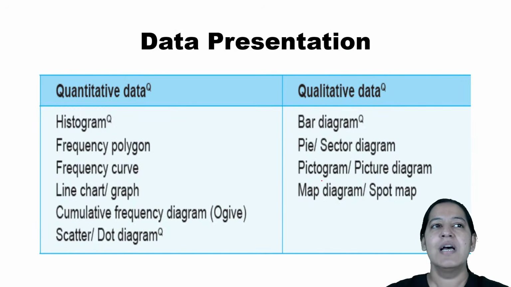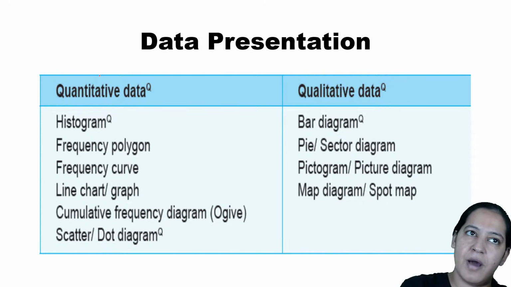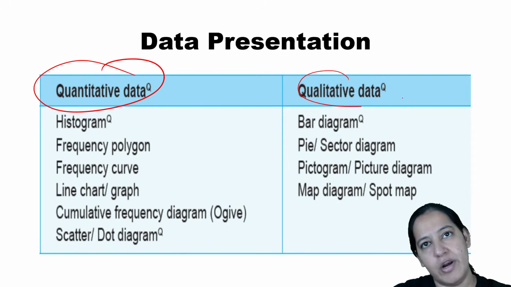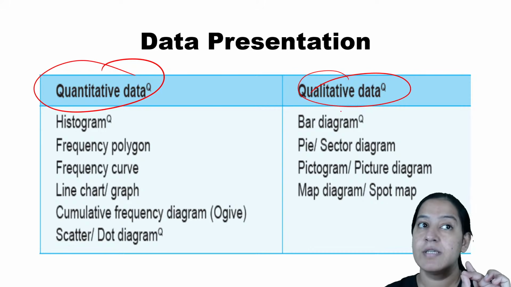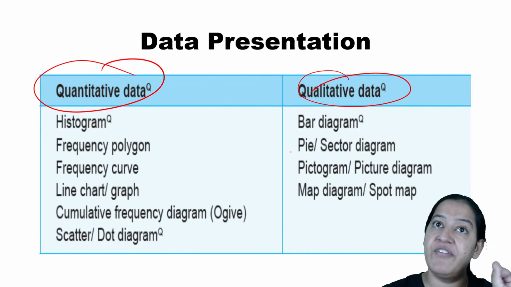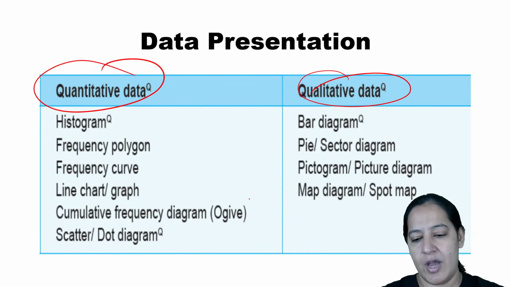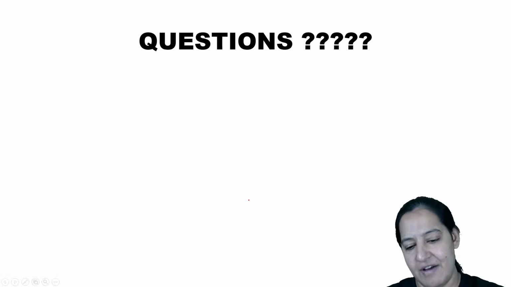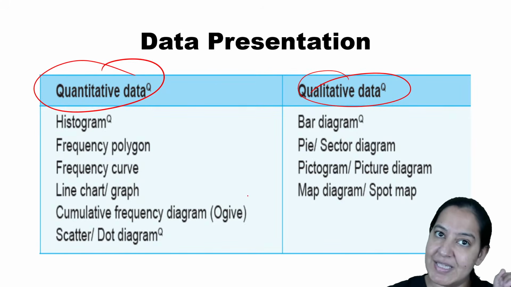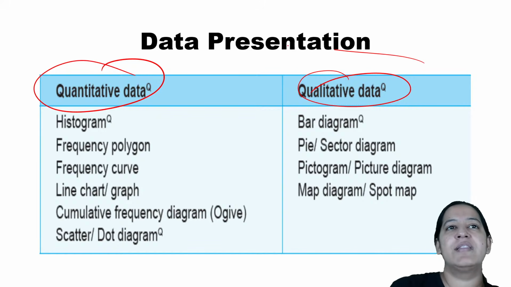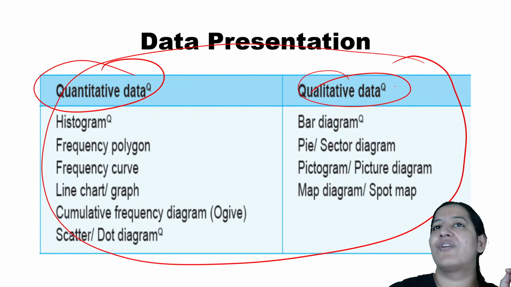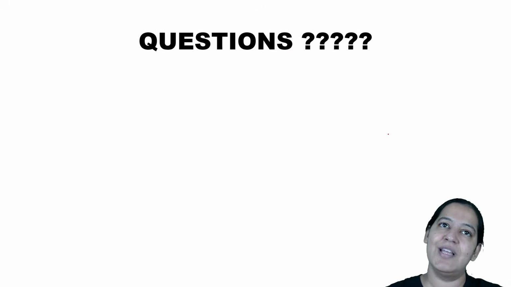Done. Have you got it? So just learn which among them are quantitative, which are qualitative, and what is the USP, the specialty of each type of data presentation. I hope I'm crystal clear to you. I will help you in solving some MCQs based on this portion. Then after that, I will come to measures of central tendency. Done. So see the questions now.